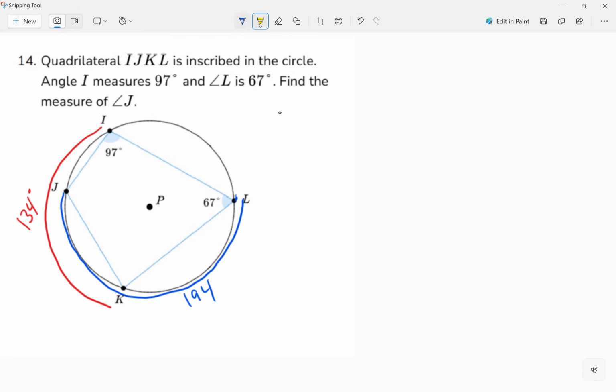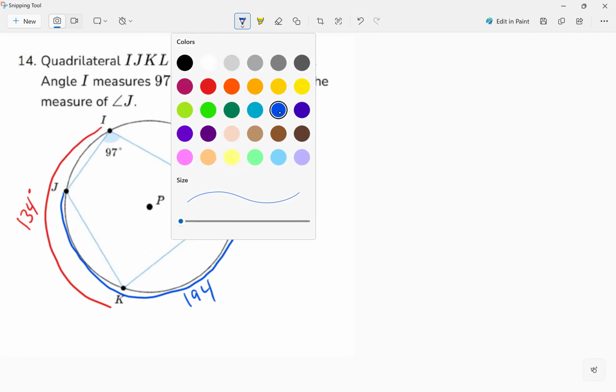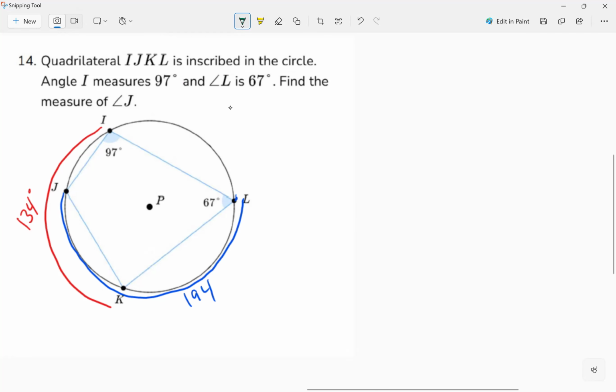Now, what am I solving for here? Let's go with green. It says find the measure of angle J. This is angle J. And if I project it, it creates this arc. I am going to tell you there's some information here that is extra. That means I don't need to use it.